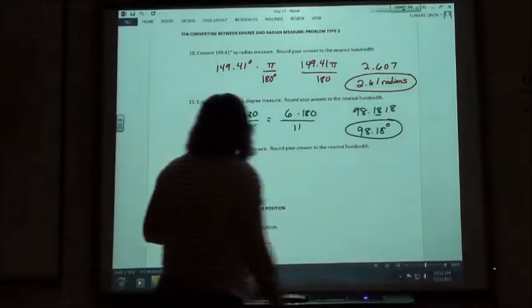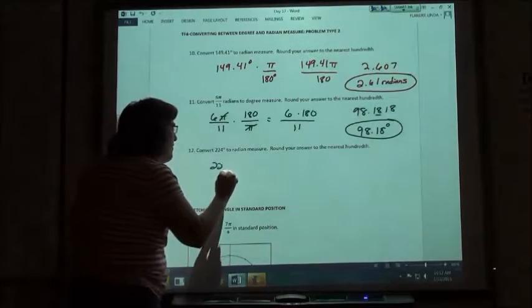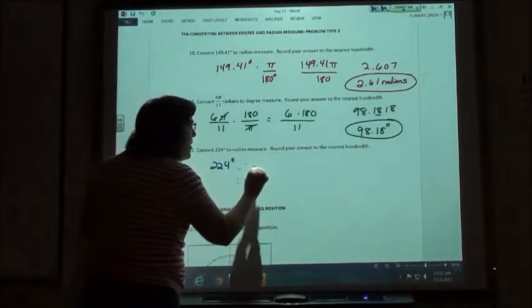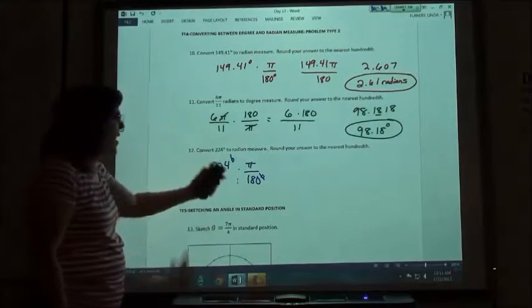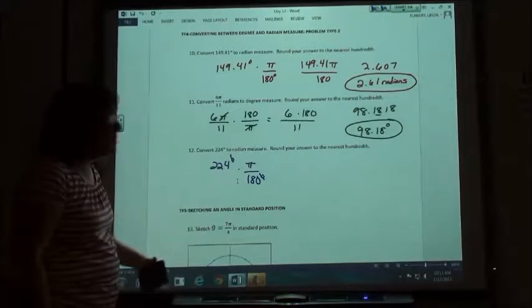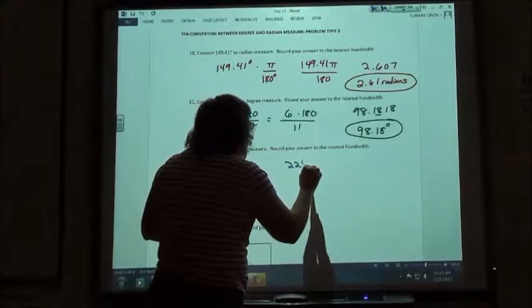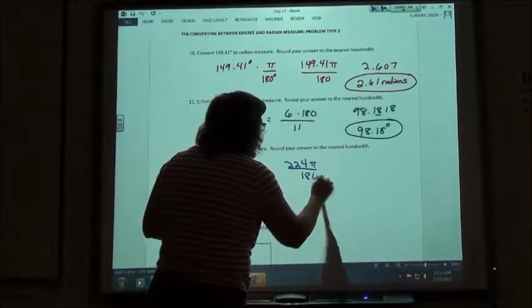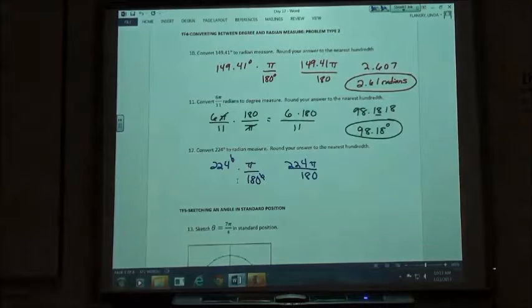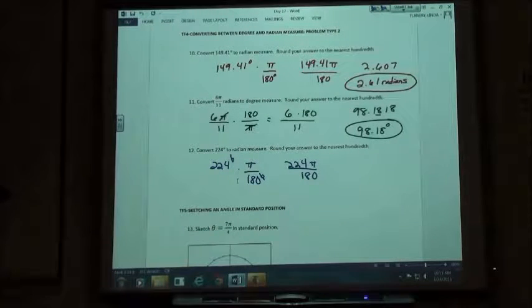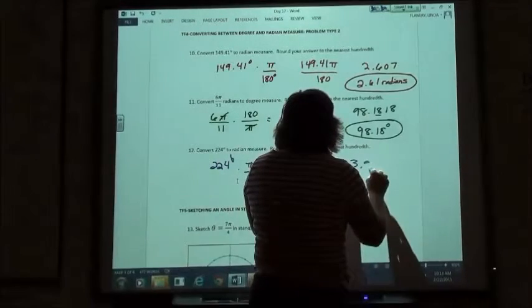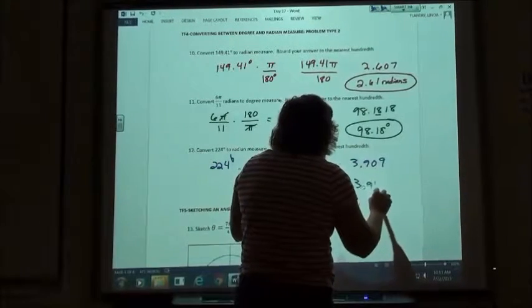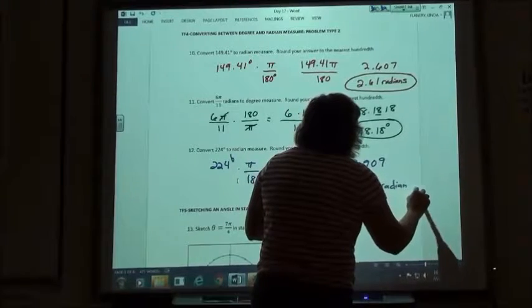Number 12, same kind of thing. Here I have 224 degrees that I'm starting with. I'm going to multiply by pi over 180 so that my degrees cancel out. I'm not going to worry about reducing. I could probably reduce a little bit, but I'm just going to take the 224 pi, divide it by 180 since I'm using a calculator anyway. So 224, shift the EXP button to get pi, divide that by 180. I get 3.909, which would be 3.91 radians.